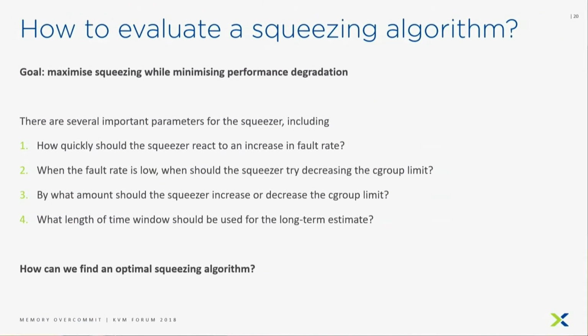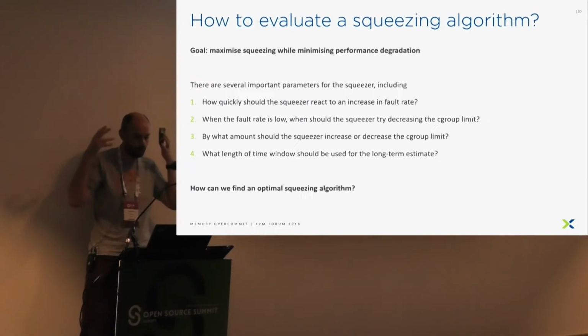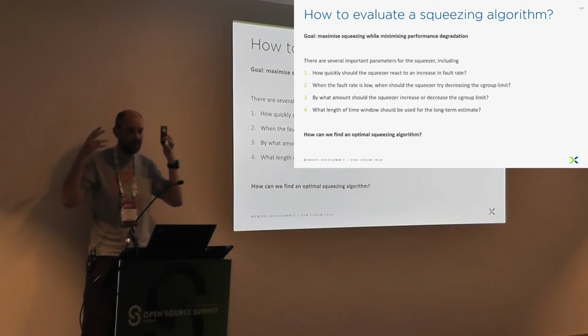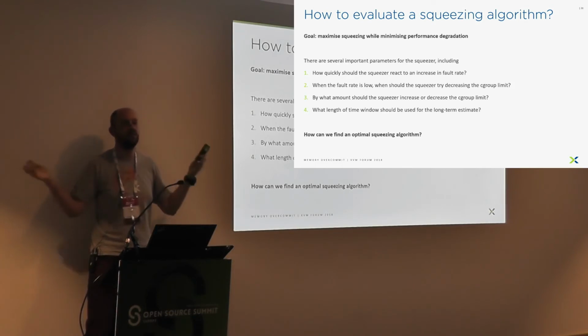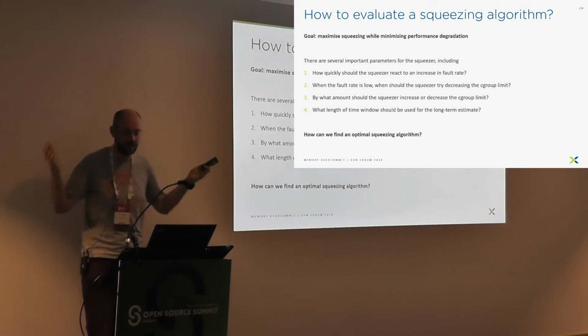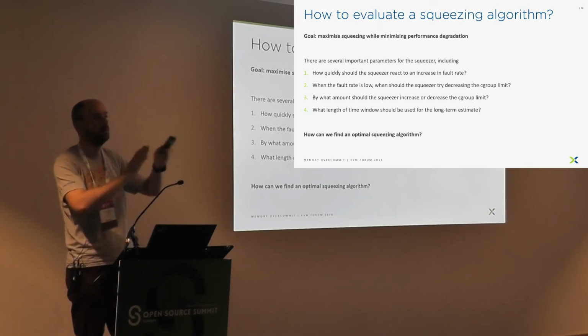So the question we have is, how can we evaluate a squeezing algorithm? We're getting into the mindset of the squeezer daemon. What does it do when it sees the QEMU fault rate increase? By how much does it change the C group's memory limit? When does it change the C group's memory limit? Does it wait? What about this long-term estimate? What length of time window should we use?